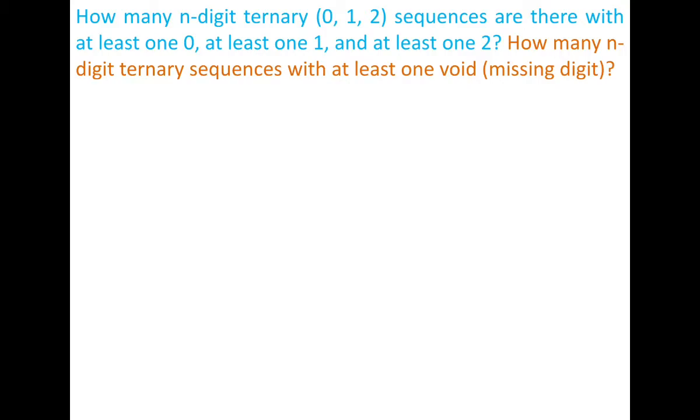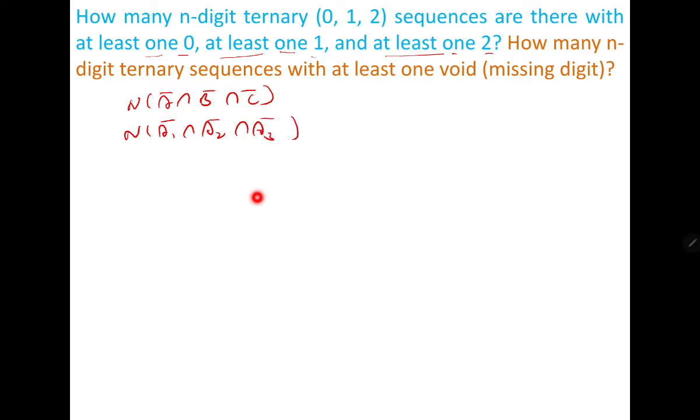Now let's try to solve this problem. It says how many n-digit ternary sequences are there with at least 1 0, at least 1 1 and at least 1 2. So again you can see there are 3 sets. So now if I see in terms of A bar intersection B bar intersection C bar, or n of A1 bar intersection A2 bar intersection A3 bar, then my A1 would be no 0s, A2 would be no 1s and A3 would be no 2s.